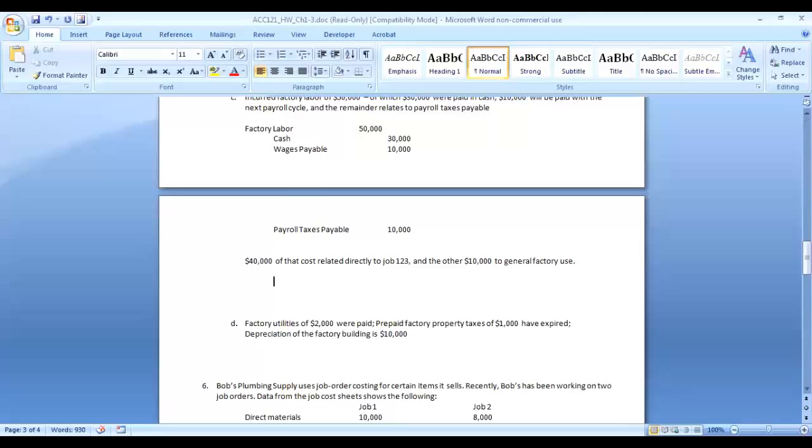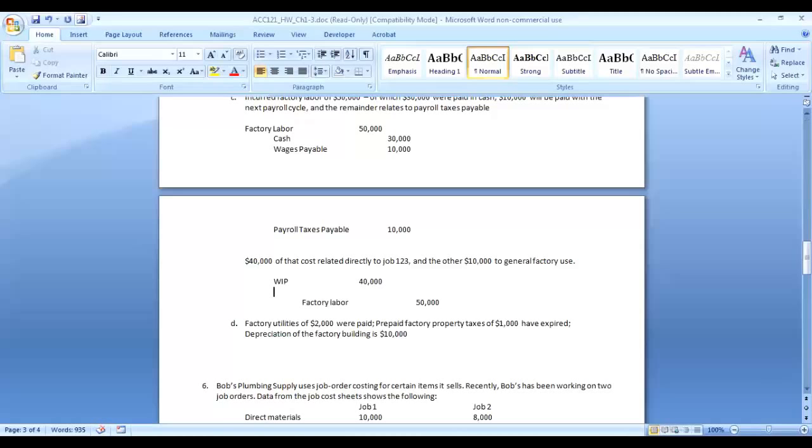Well, initially you would credit factory labor $40,000. And you would debit job 123 for $40,000. Or you could actually do the whole $50,000 in one shot, and then 40 to job 123. And the other $10,000, I'm not sure exactly where that would go. Yeah, so when you say 40,000 to job 123, how do we indicate that? Is it work in process? Yeah, it is. So there's 40. So that means the other 10 has to go where?